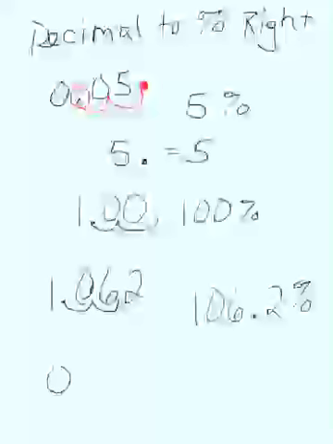Practice B, 0.003. Still doing decimal to percent, so what am I going to do? 2 places to the right. So what will I get? 0.3%, or you can write 0.3%. Either one is acceptable.